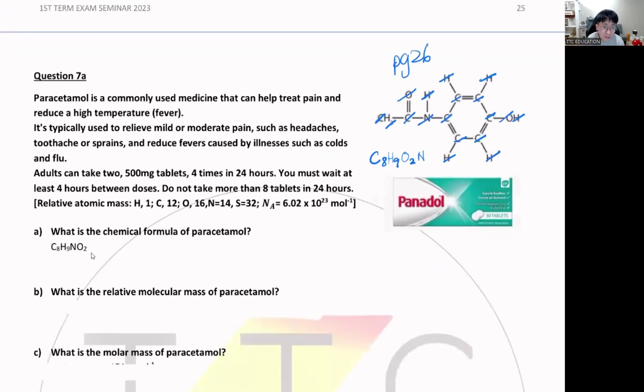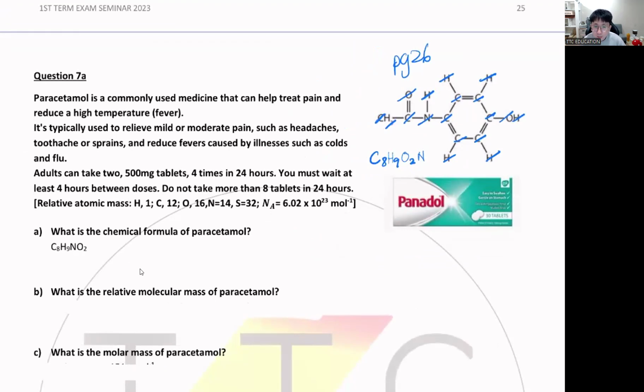Guys, the sequence doesn't matter for now, but I strongly suggest you put the C and H first. The N and O, which one comes first doesn't matter. Now guys, one more: just by counting how many C, how many H, how many O.